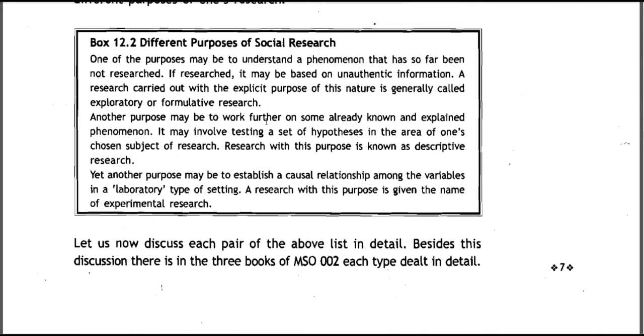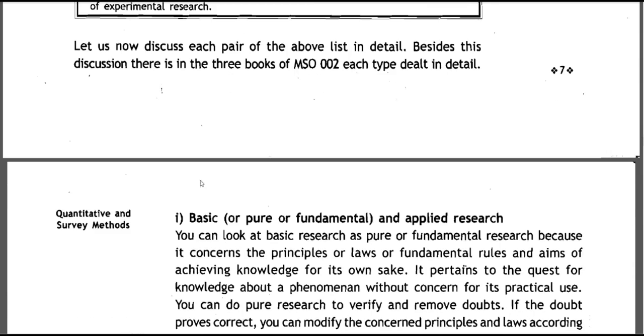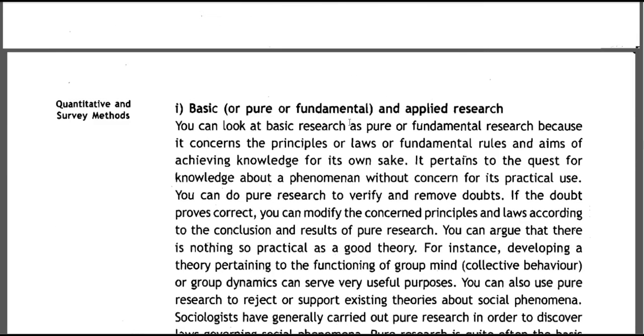Another purpose may be to work further on some already known and explained phenomena. It may involve testing a set of hypotheses in the area of one's chosen subject of research. Research with this purpose is known as descriptive research. Yet another purpose may be to establish a causal relationship among the variables in a laboratory type of setting. A research with this purpose is given the name of experimental research. Let us now discuss each pair of the above list. Besides this discussion, there is in the 3 books of MSO 002 each type dealt in detail.